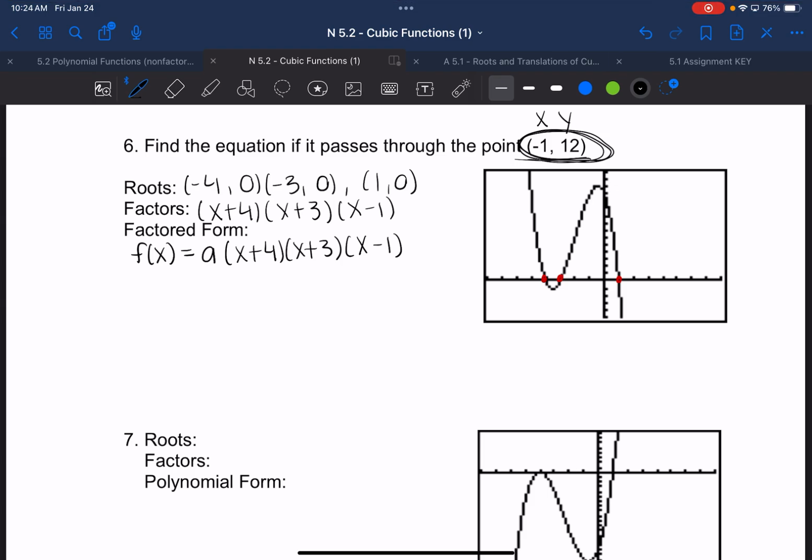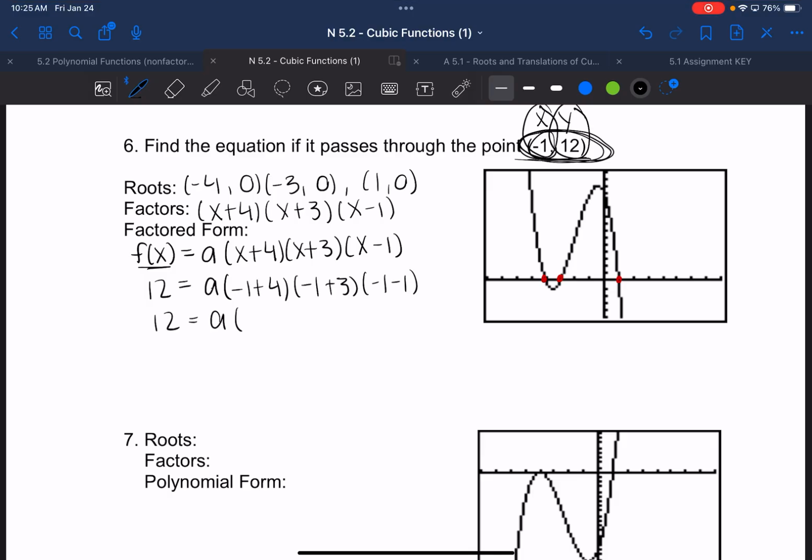So in order to do that, we need to plug in what we now know x to be and what we know y to be. So remember, f of x is the same thing as y, right? So I'm going to plug in a 12 there. So I'll have 12 equals a times, I'm going to replace all of my x's with this -1. So I'll have -1 plus 4 times -1 plus 3 times -1 minus 1. And now we're just going to simplify and solve for a.